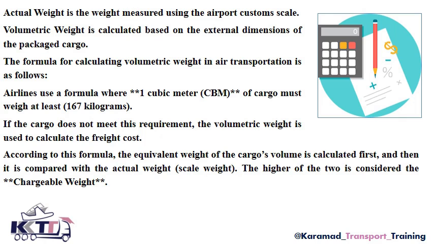Airlines use a specific formula according to which every cubic meter of cargo must be considered as weighing 167 kilograms. According to this calculation, the volumetric weight of the cargo is obtained, and then they make the final comparison and get the chargeable weight. To help you understand better, let's go over it with an example.